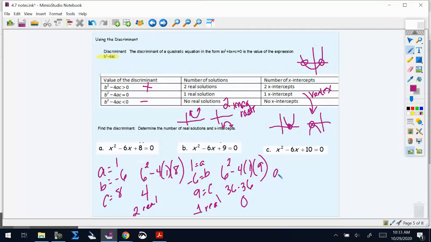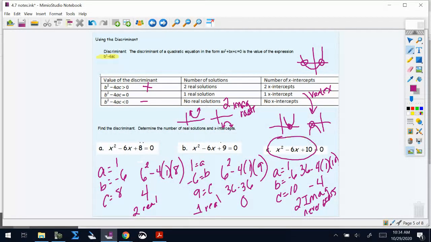And then finally, my last one, a is still 1, b is still -6. This time c is 10. So b squared, 6 squared is 36, minus 4 times 1 times 10, which is going to be 36 minus 40, which is -4. Since I have a negative discriminant, this means that I only have imaginary roots. So I'm just going to write 2 imaginary, meaning it will never touch the x-axis, never cross. So if I were to graph this on my calculator, I would notice that it never crosses or touches the x-axis.